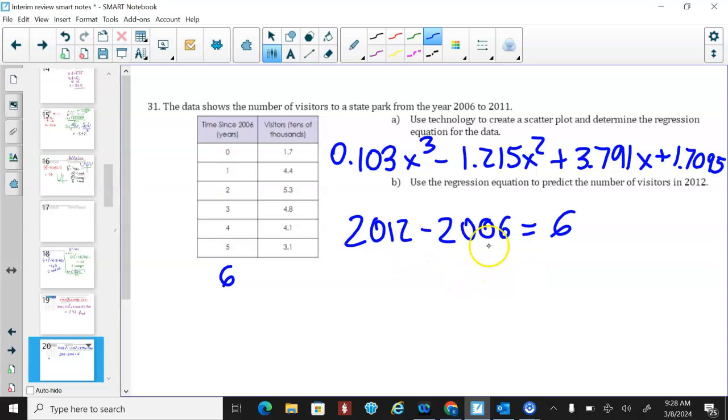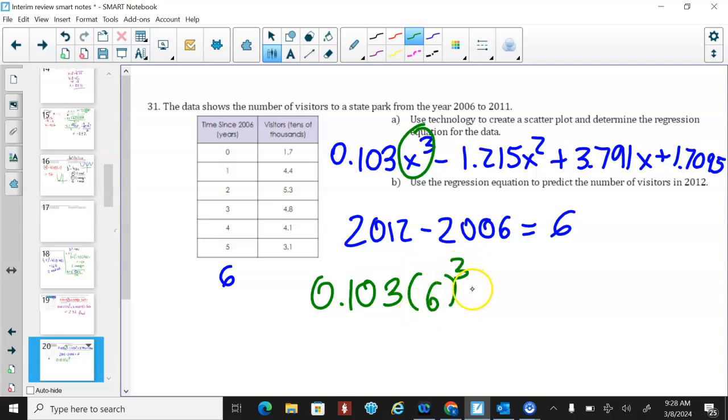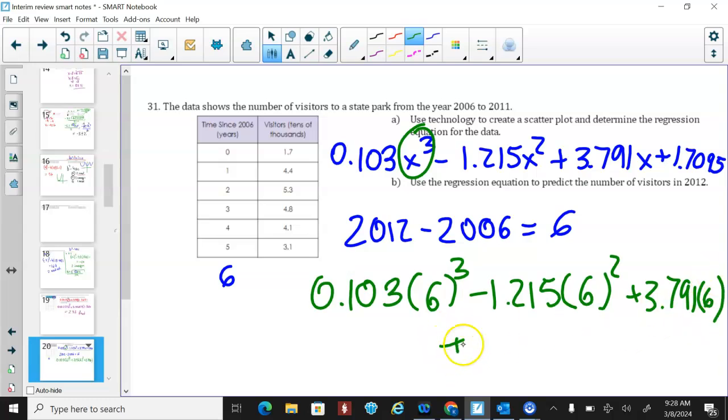So what we're going to do is plug the 6 into our x. So again, 0.103 times 6 cubed. Don't forget to cube it and square it. Times 1.215 times 6 squared, plus 3.791 times 6, plus 1.7095, okay? And again, what you should get for the total is 2.9, which you could round up to 3 tenths of 1,000 visitors, okay?